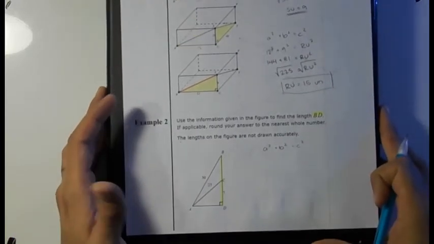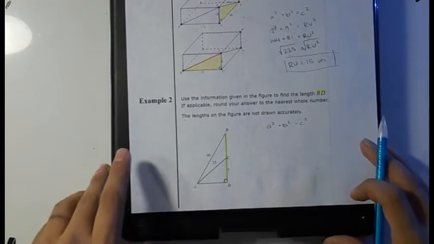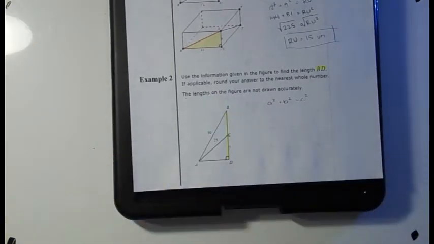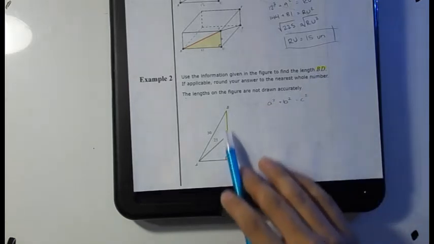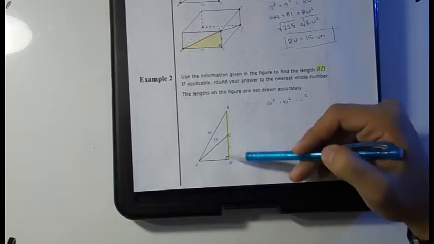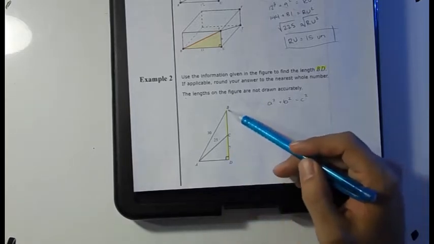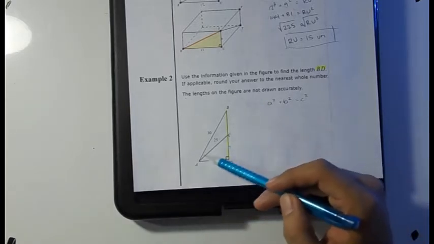Alright, next one. You may have seen this on the ALEKS test. It says, use information given in the figure to find the length BD. So I highlighted that here. We want to find this length that's upright. The answer is a whole number, and lengths on the figure are not drawn accurately. So maybe this isn't necessarily 7, this isn't necessarily 30, but just use those numbers for the purposes of this problem. So if we want to find this, ignore this line right here.